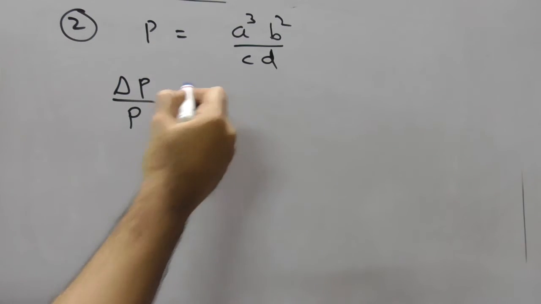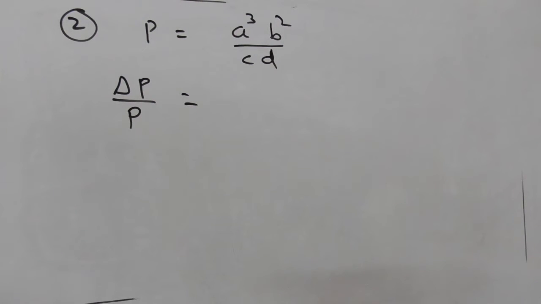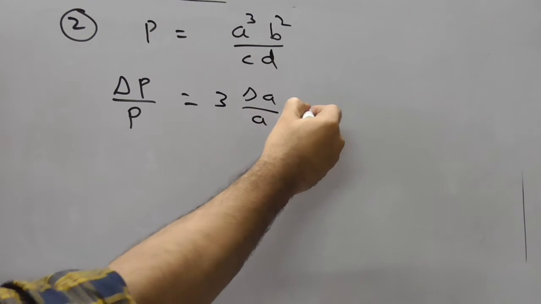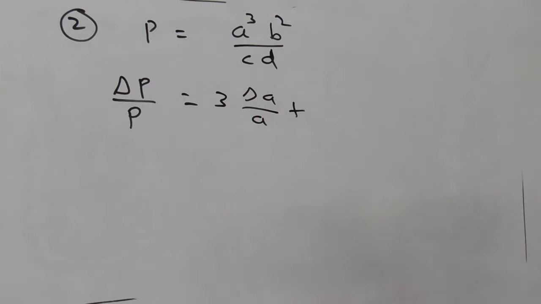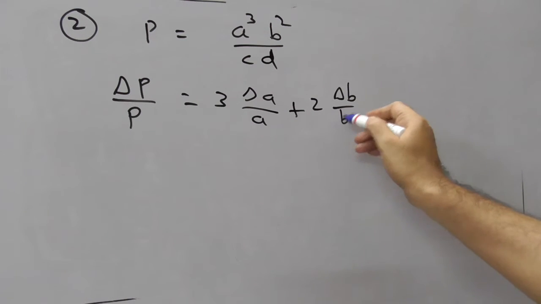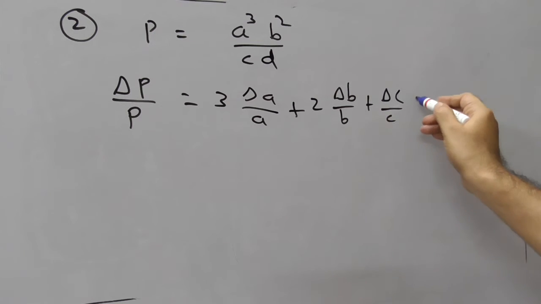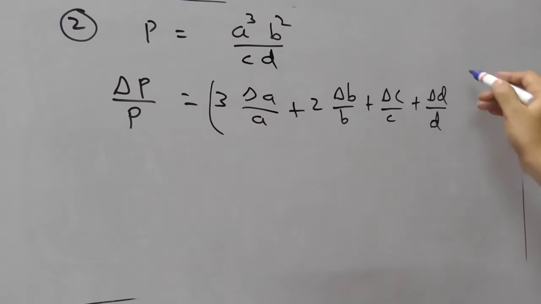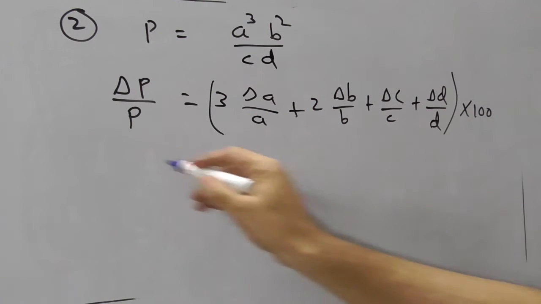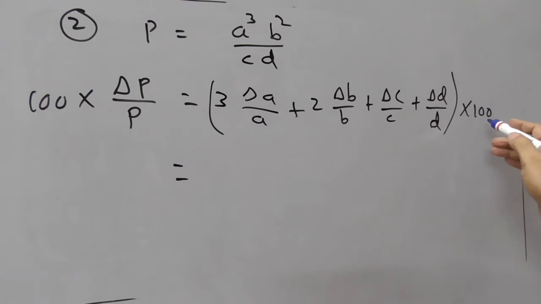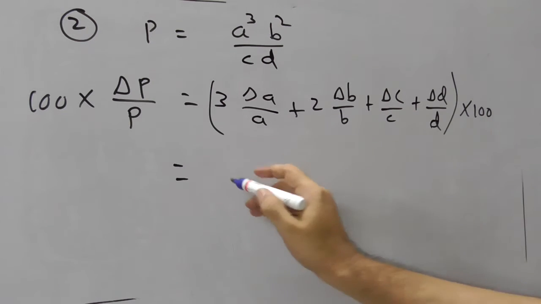All you know the procedure, delta P by P can be written as 3 delta A by A plus 2 delta B by B plus delta C by C plus delta D by D. The required one is percentage, and the given are also percentage errors, so multiply by 100 on both sides. So 3 delta A by A into 100, that is the percentage error in A.